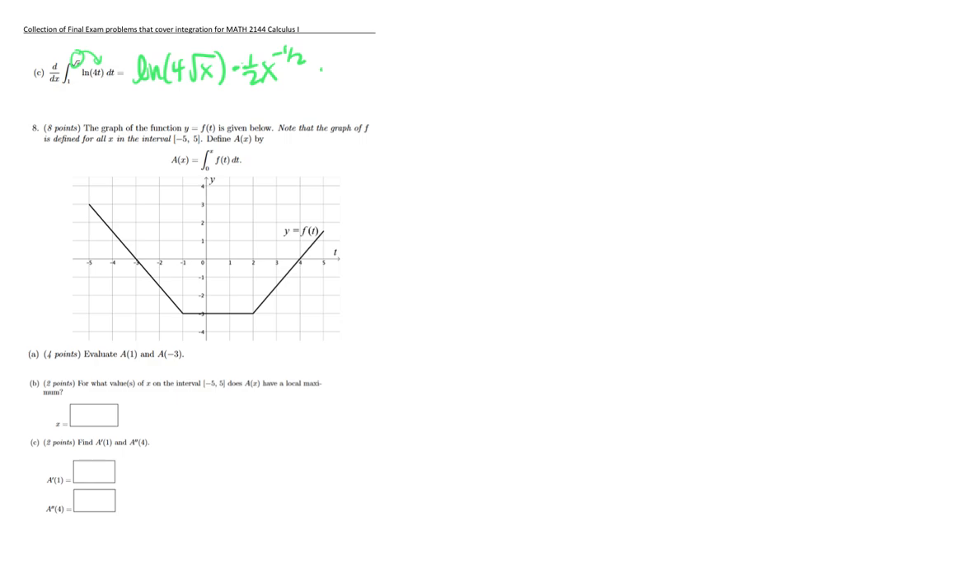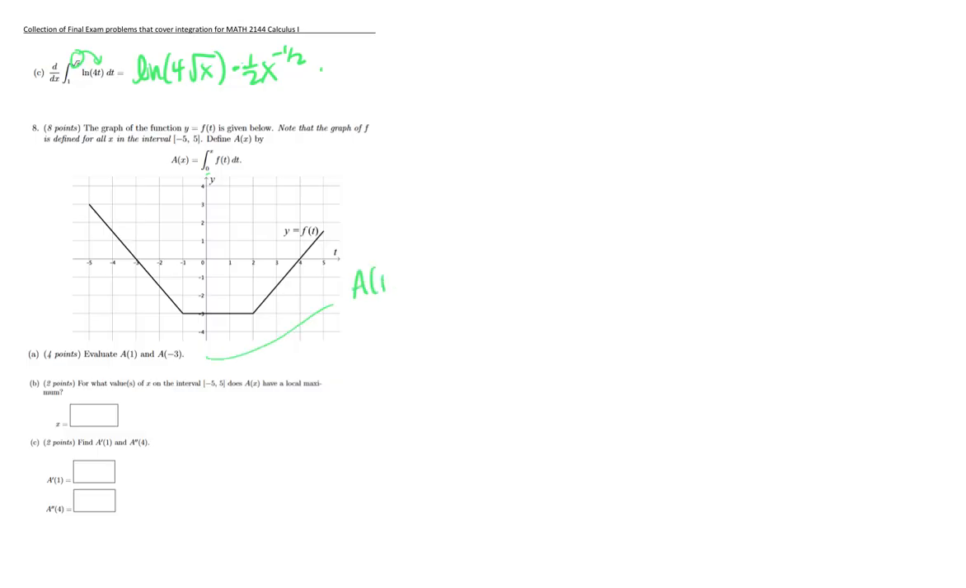Number 8 says the graph of that function is given below. Notice that f is defined for everything in the interval from -5 to 5. Define a of x by this. It's from 0 to x. Evaluate a of 1 and a of -3.